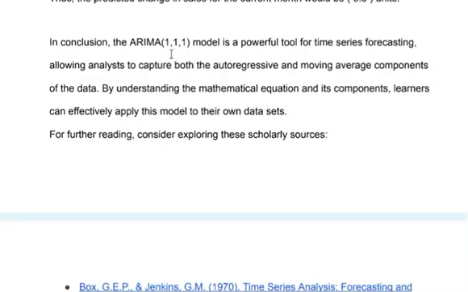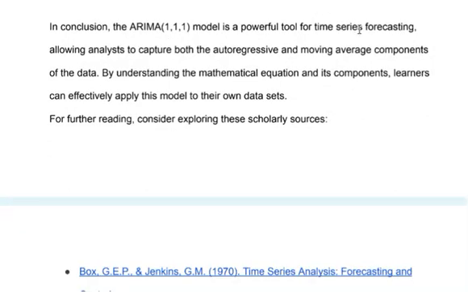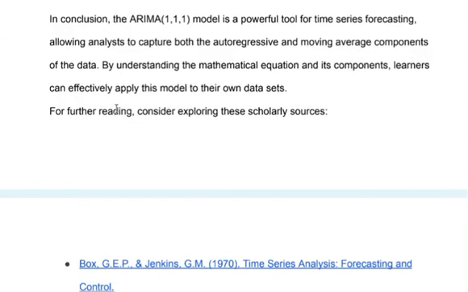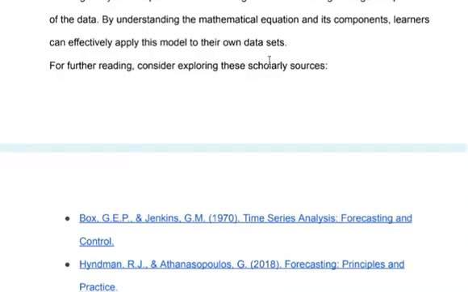In conclusion, the ARIMA(1,1,1) model is a powerful tool for time series forecasting, allowing analysts to capture both the autoregressive and moving average components of the data. By understanding the mathematical equation and its components, learners can effectively apply this model to their own data sets.